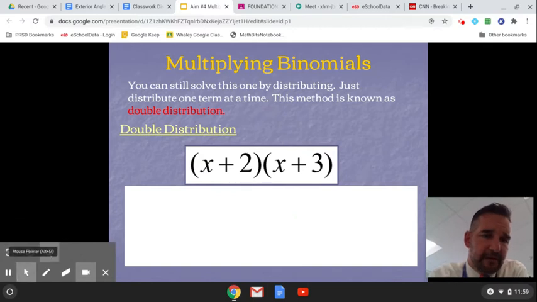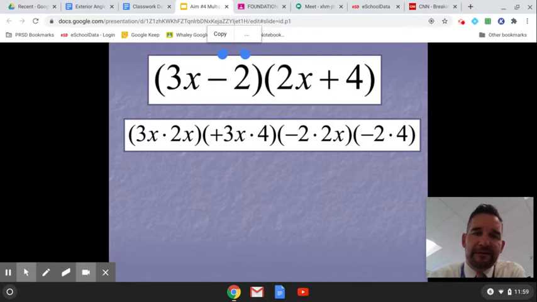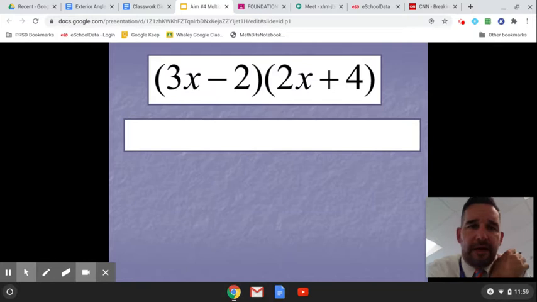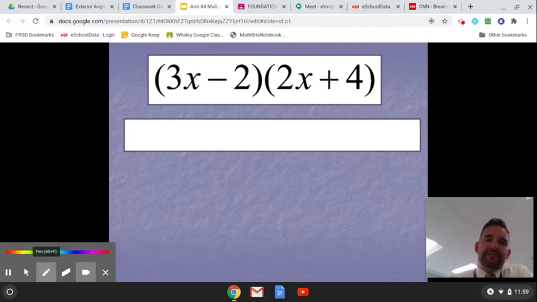Okay, let's try one more. I'll add a little bit of a challenge to it in that if you notice, what I've done is, let me see if I can take that off. Yeah. I've added that it's not just an x, it's a 3x. There's a negative in there. So I've tried to add a couple of little challenges for you. But the idea still remains the same.